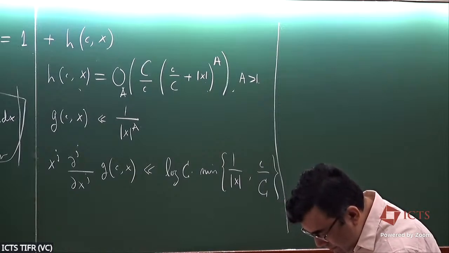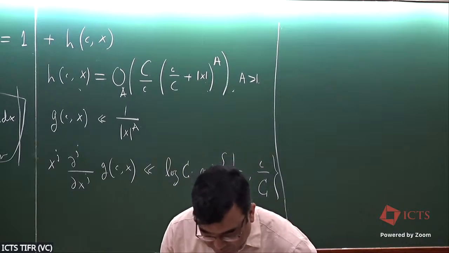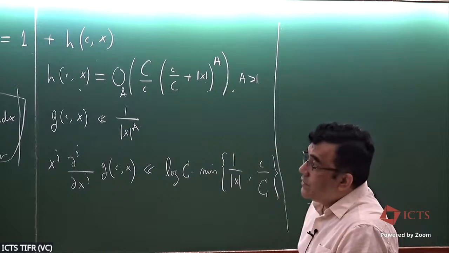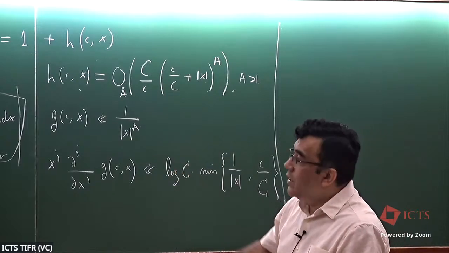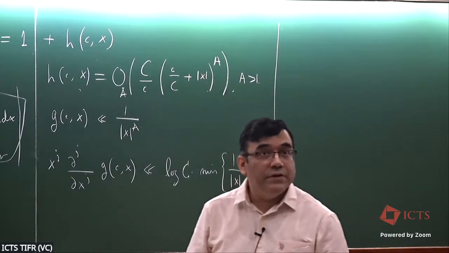So I'm mostly interested in applications of this. So today we're going to discuss some applications of both the Kloosterman formula and this delta method to some problems in analytic number theory.